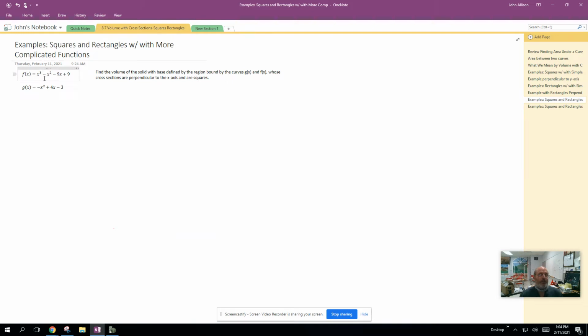We'll start with this one and look at these two functions, f of x and g of x. F of x is a cubic polynomial and g of x is a quadratic. We're going to find the volume of the solid with a base that's defined by the region bound by the curves g of x and f of x. The cross sections are perpendicular to the x-axis and the cross sections are squares.